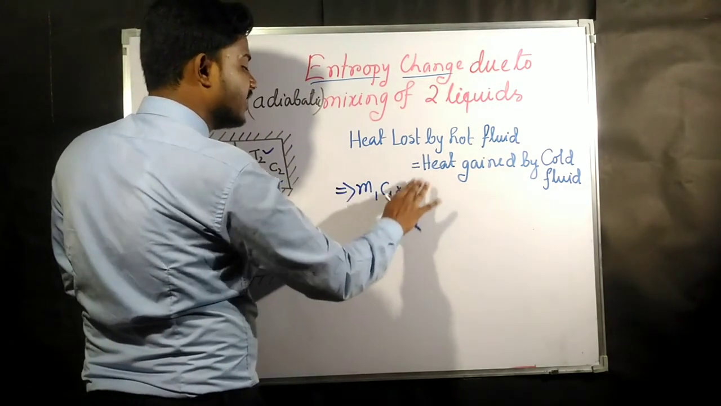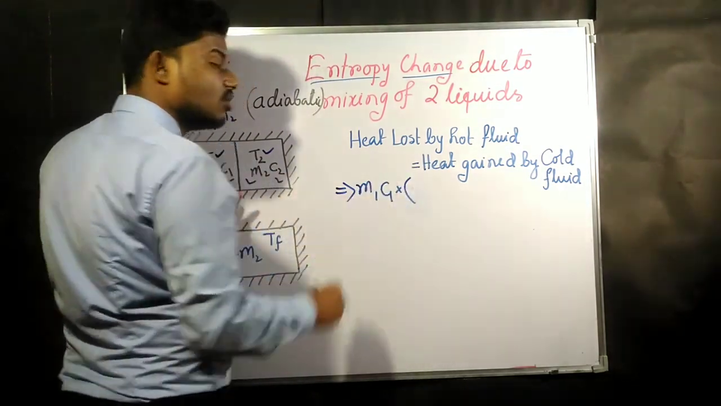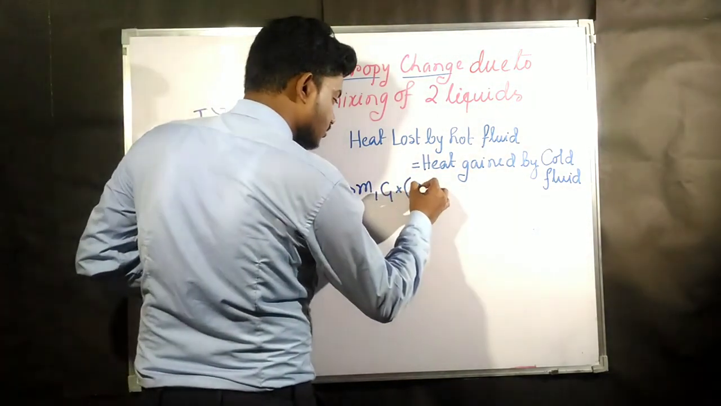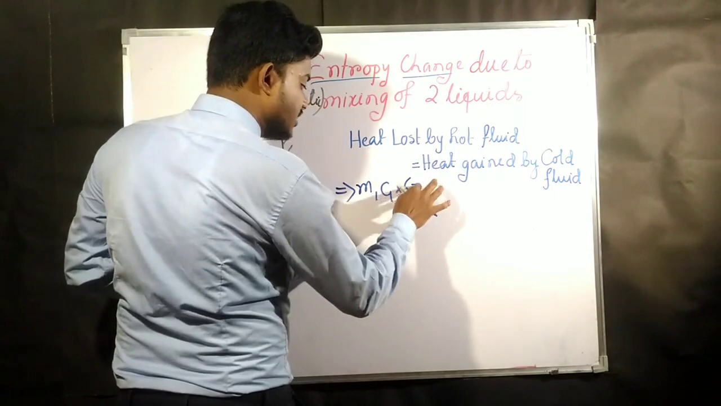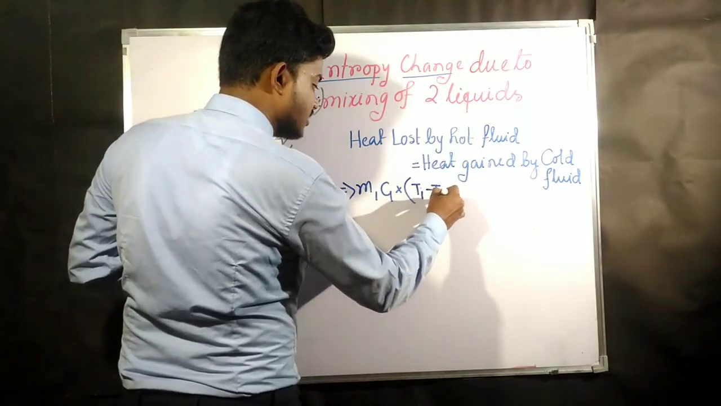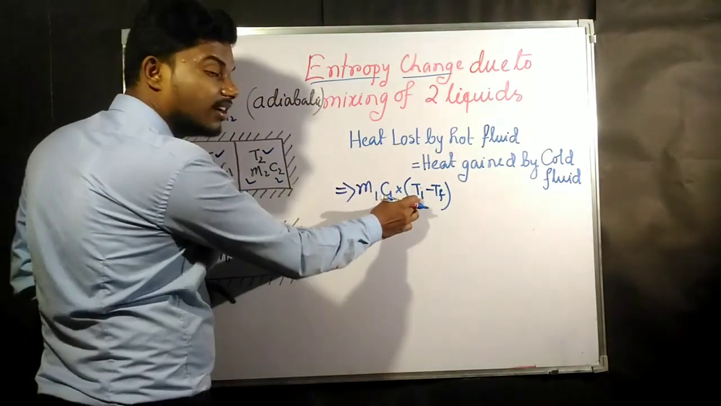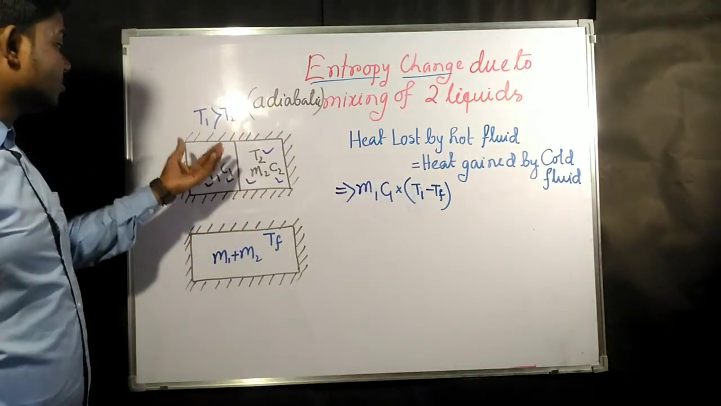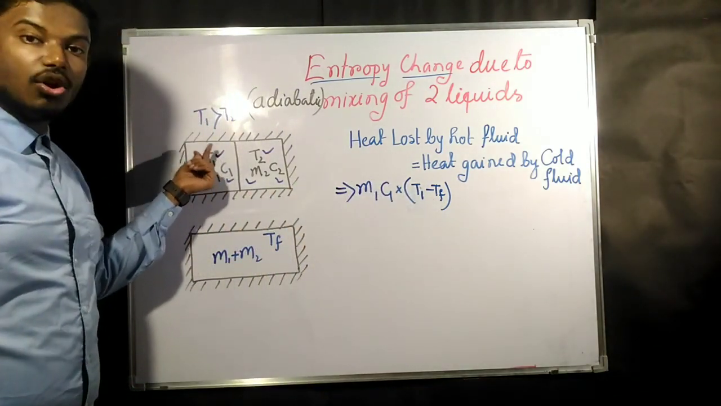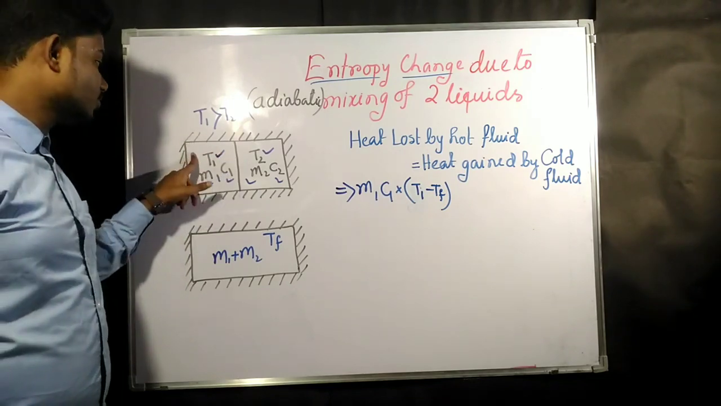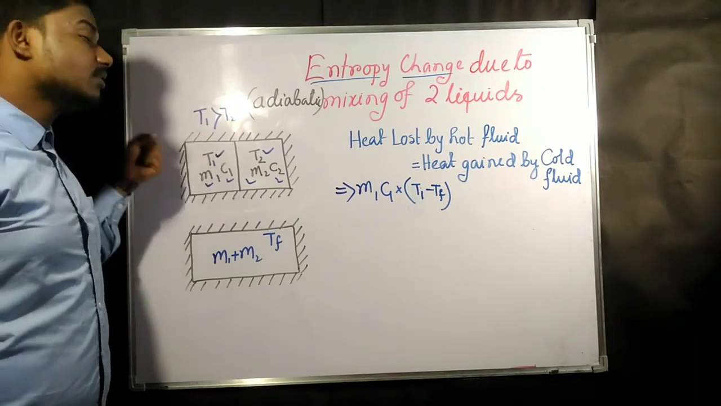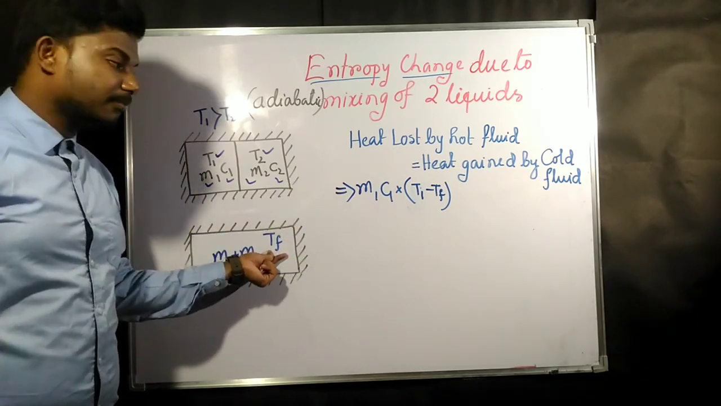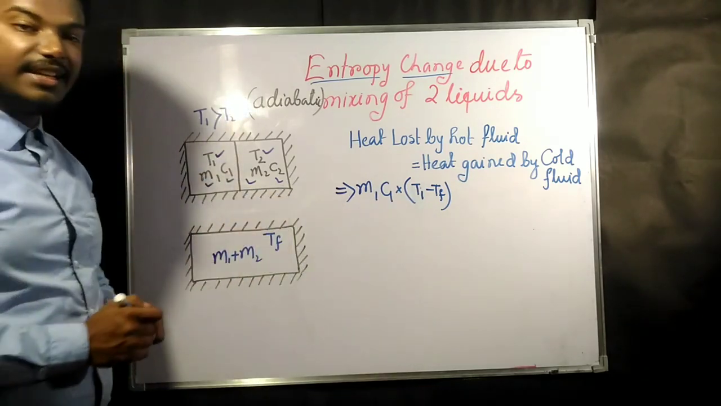That is, final temperature minus initial temperature. The final temperature is TF. Sorry, this is going to be T1 minus TF, since T1 is greater than TF, because fluid one is the hotter fluid. It will leave some amount of heat so that it reaches the final temperature. So it will be T1 minus TF.